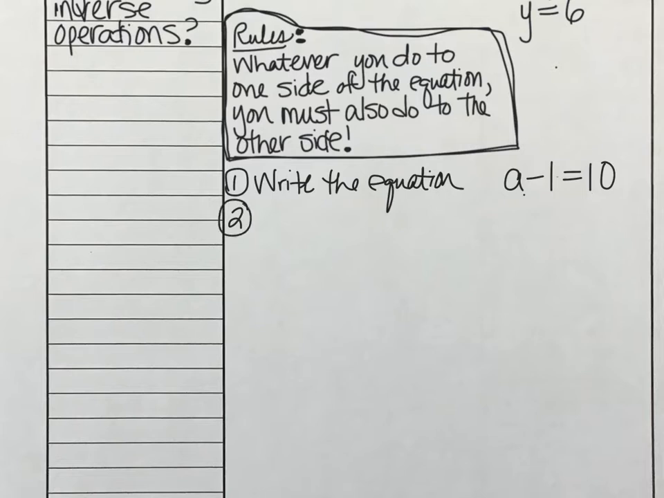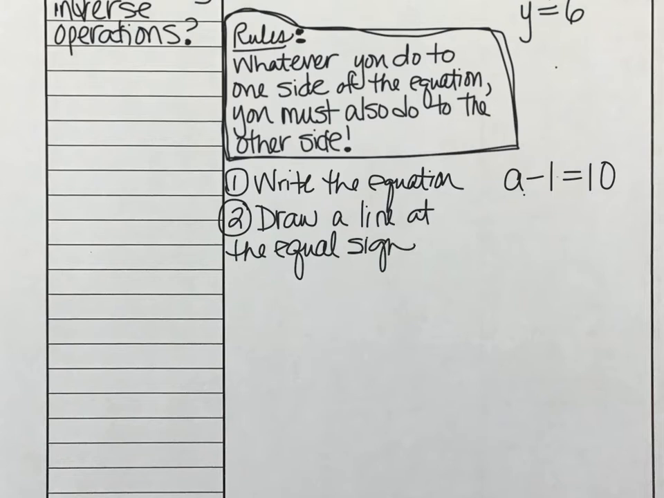The next thing that you need to do is draw a line at the equal sign. I'll show you what I mean. So we're really going to make more of a T-chart here. We're going to draw a line down and we're going to draw a line across. We kind of make it look like a balance beam.